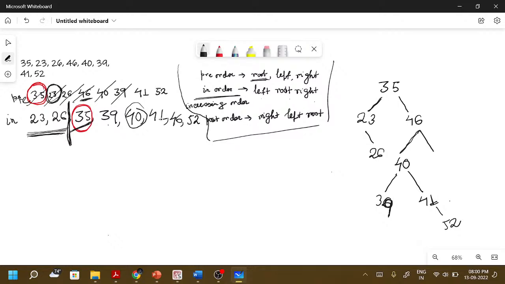If 40 is my root, just a second, I'll check.